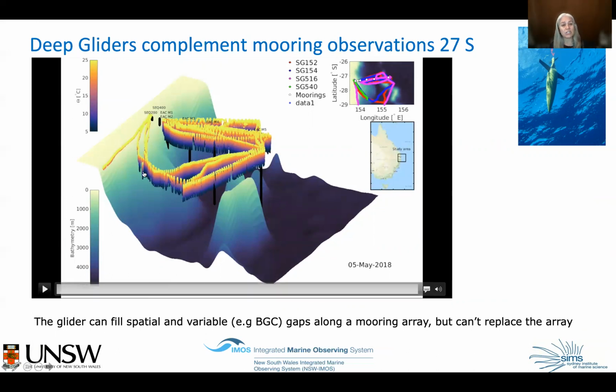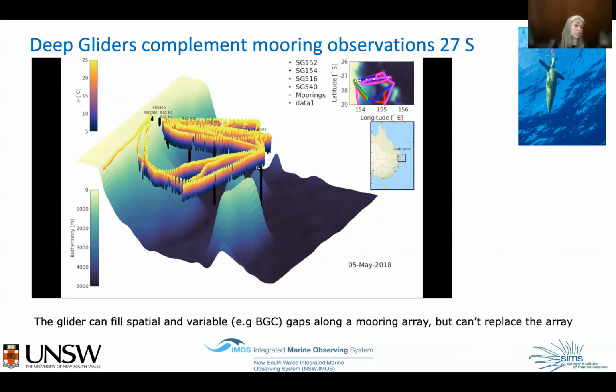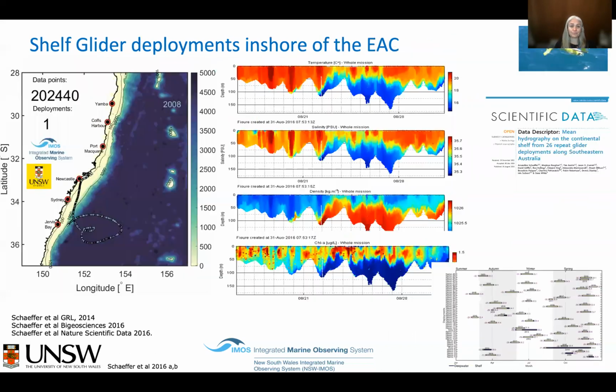But you can also see with this track here that it's very difficult in a Western boundary current to get an endurance line, for example. Actually, it's impossible to get endurance lines in Western boundary currents. But they do fill the spatial gap and they do fill the variable gap. So we get all the biogeochemical variables that you don't get from moored observations necessarily.